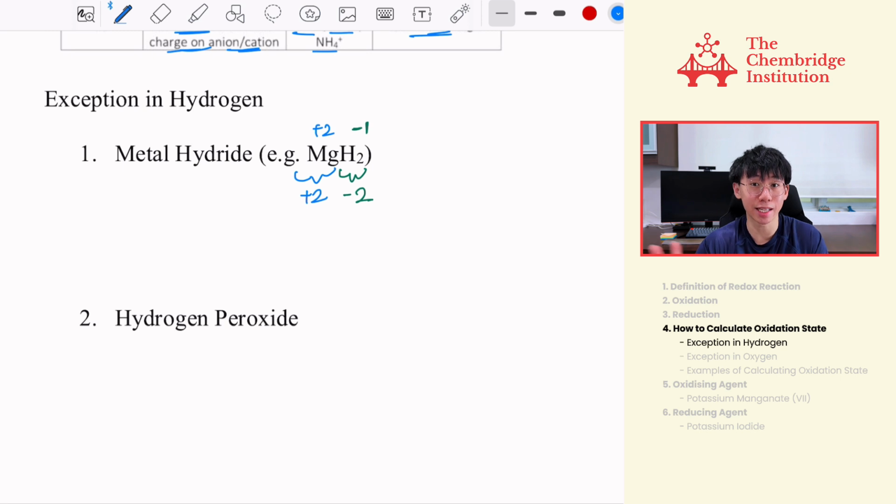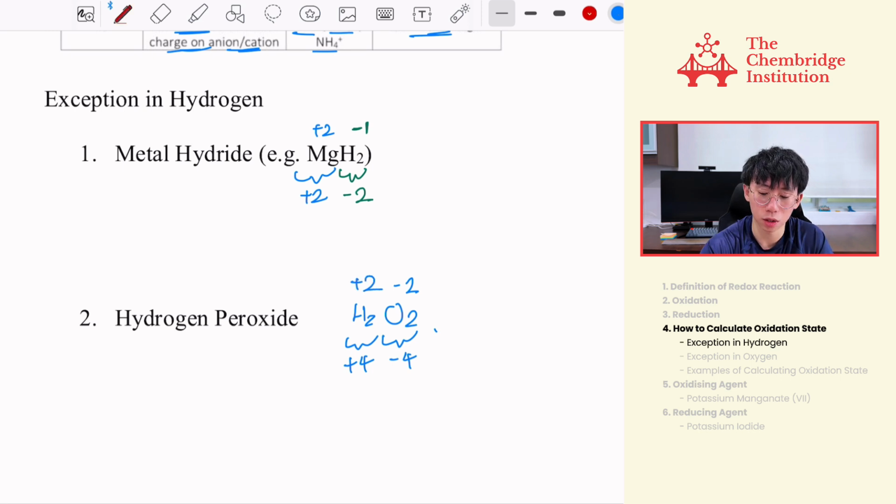Another interesting case is hydrogen peroxide, H2O2. So you would generally think that each oxygen has a -2 oxidation state, and since there are 2 oxygens, it will be -4 in total. So it should be +4 in total from the hydrogens, to make it neutral. So each hydrogen is +2. This is a very common way to think about it as an exception.